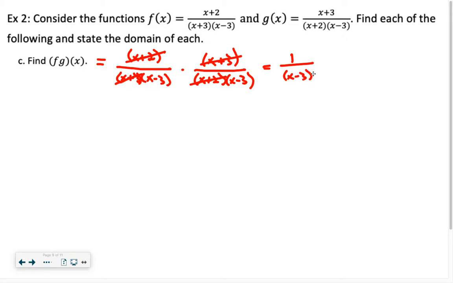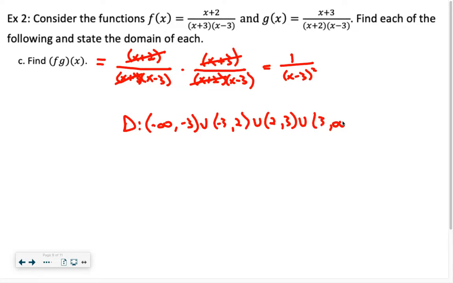Well, that would just be (x − 3)². Now, we do want to be careful, though, in terms of the domain. We need to think about anything that was ever in the denominator. So my domain is still going to be the same here as it was. I need to exclude −3, 2, and 3. So it'll still be −infinity to −3, union −3 to 2, union 2 to 3, union 3 to infinity.